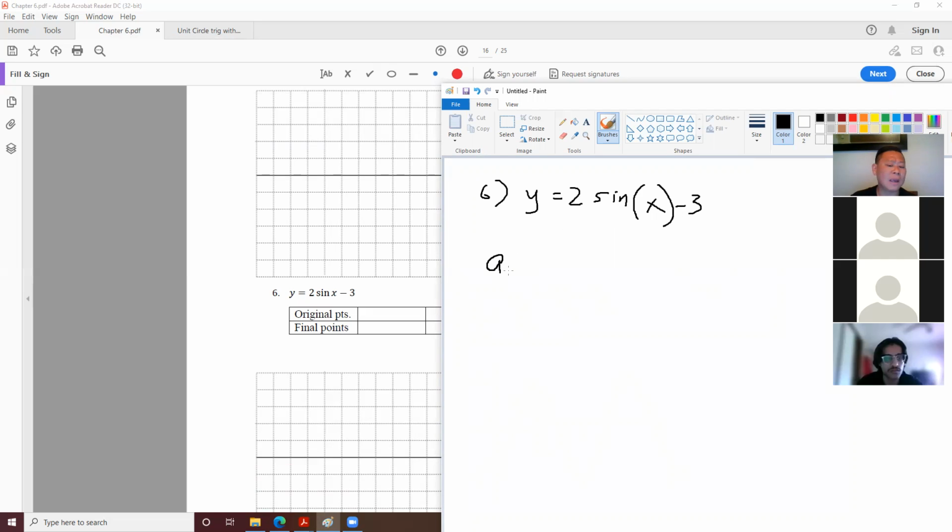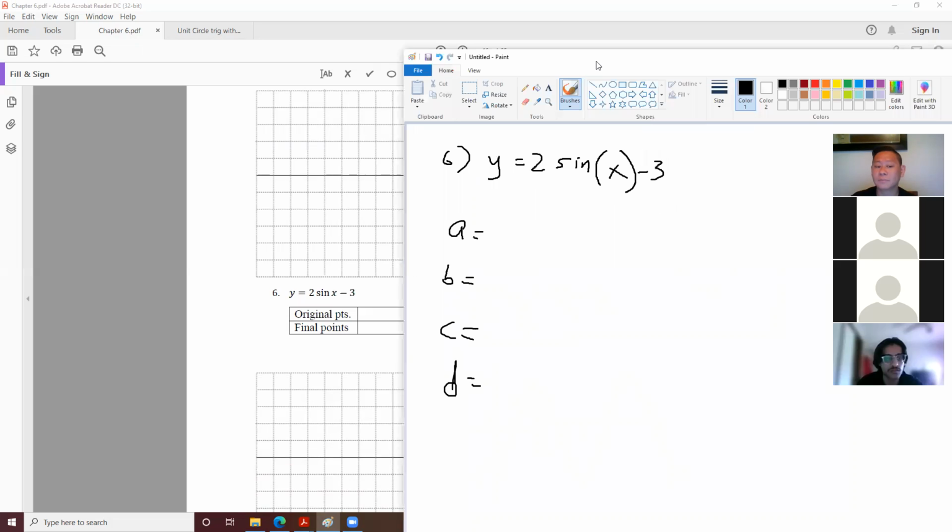That means what is your A, what is your B, what is your C, and what is your D in this case? A in this case will be 2. B is the one next to this x, in this case will be 1. We don't have a number next to the x here because it's the parenthesis, so we don't have a C. So C is always next to the x inside the parenthesis. And this -3 you see here is not your C, but is your D. And don't forget, D means you move the graph up or down.